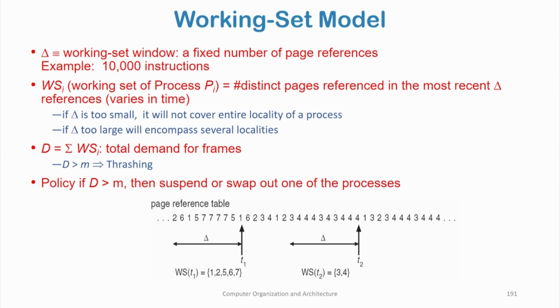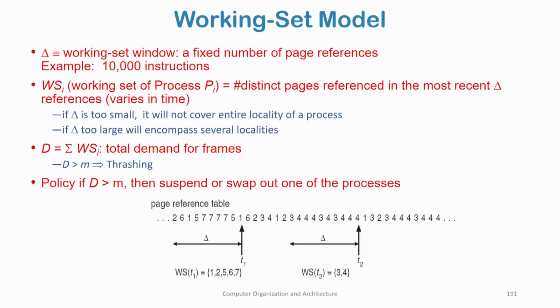Now, using any such model, you cannot say that a certain fixed number of frames is sufficient for a given process. Why? Because the active pages that a particular process requires are going to vary. Because the locality of reference for a process will vary depending on what it is doing at a given time.